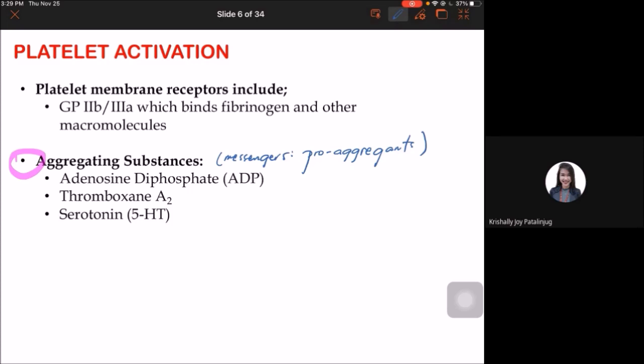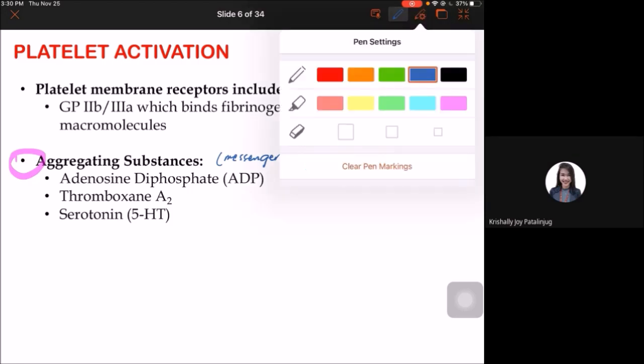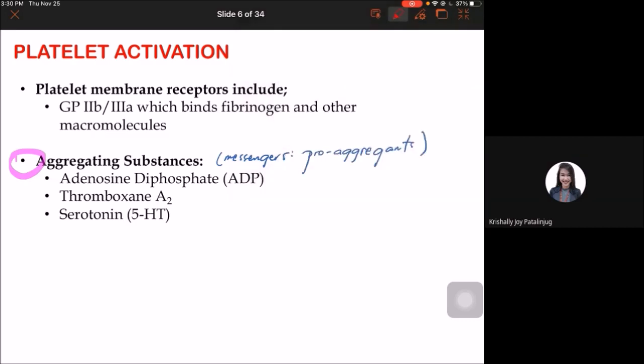And these are adenosine diphosphate, the ADP. We also have the thromboxane. And then we also have serotonin. Okay, so illustrate na ako. Otro ha. Illustrate ko ulit.